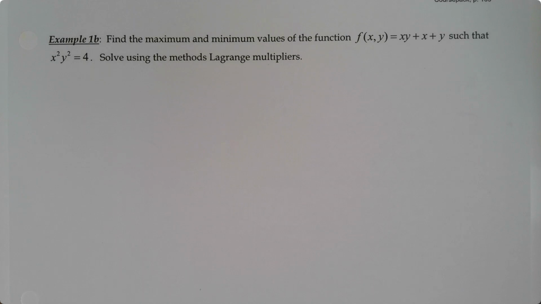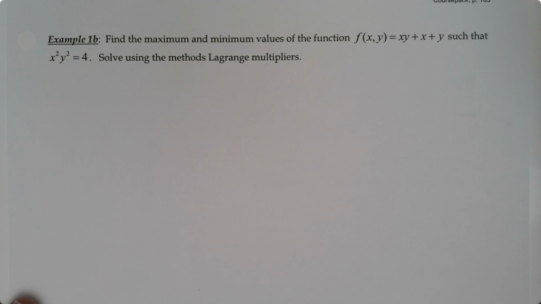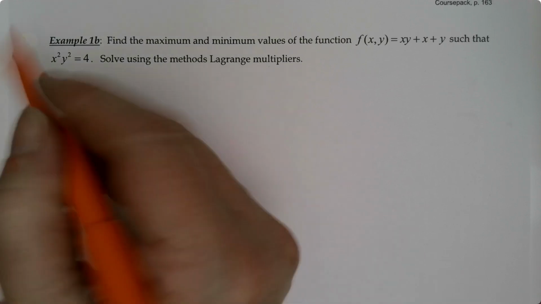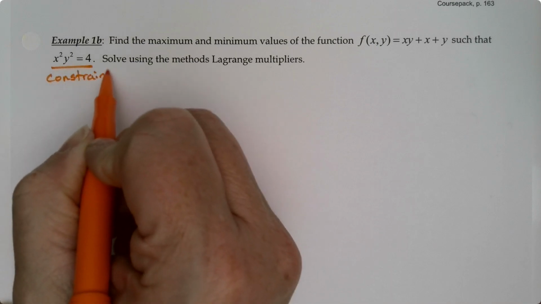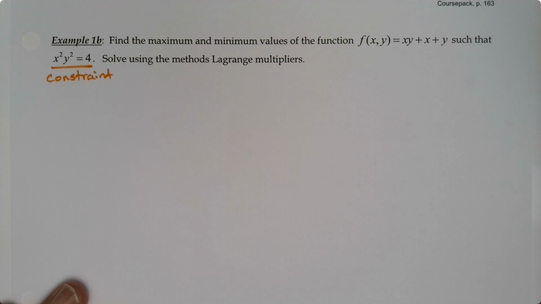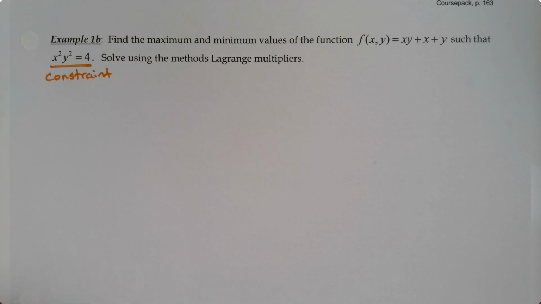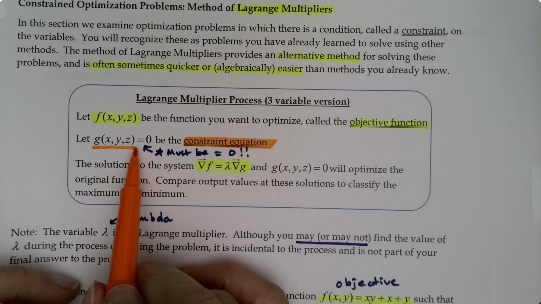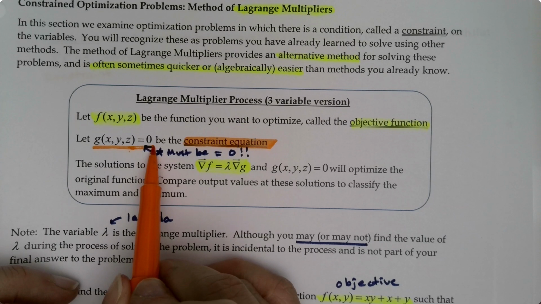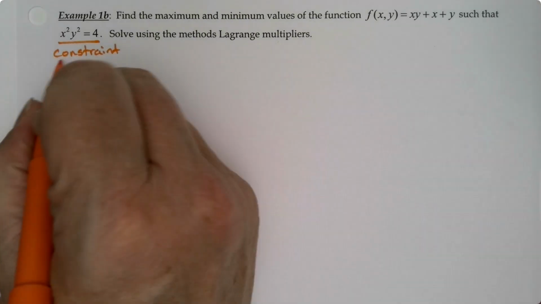All right, as promised, let's redo that same problem with Lagrange multipliers. Now, first thing to note is that we have this constraint. But if we look at the method of Lagrange multipliers, the constraint must be equal to 0. There is no other way to do it. We have to set it equal to 0. That's key.